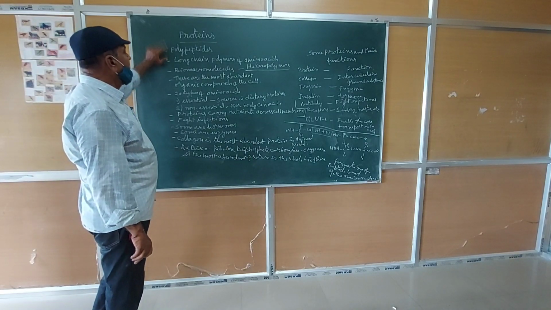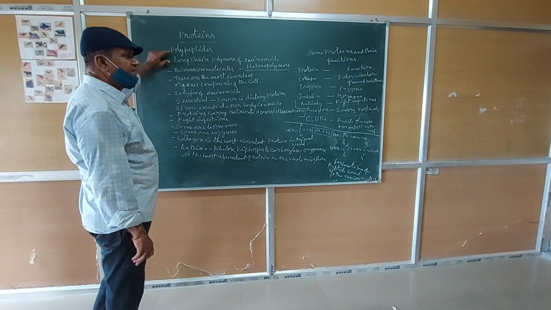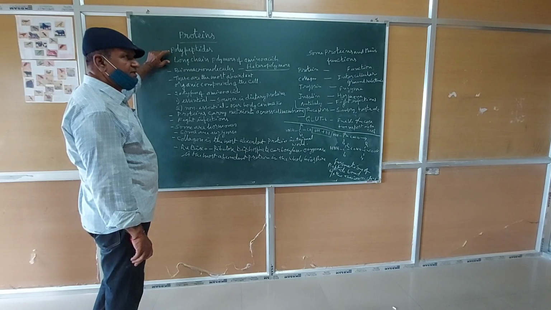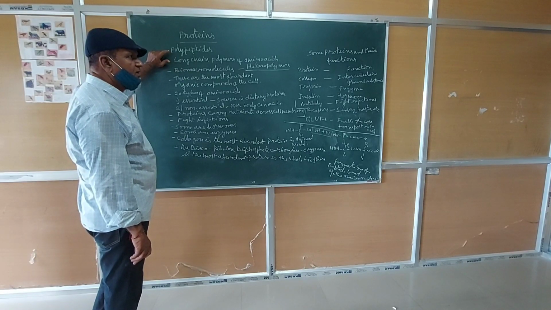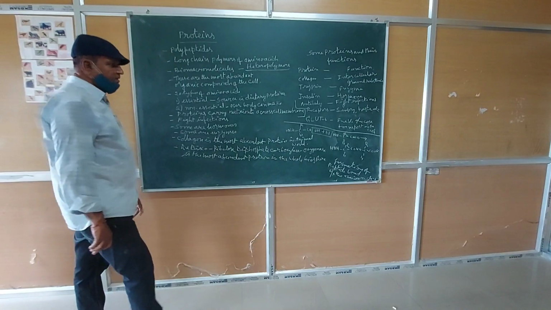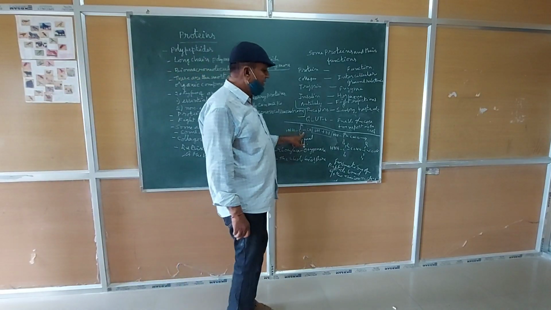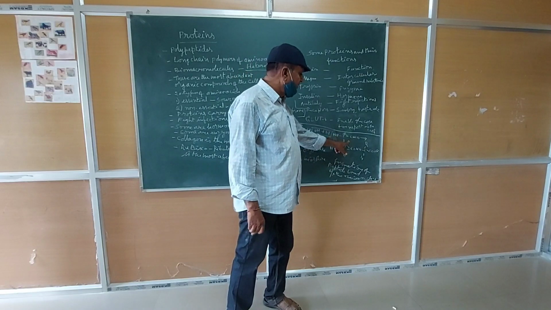These are the polypeptides. These are made by amino acids. The bond between two amino acids is called a peptide bond. This is one amino acid. This is another amino acid.